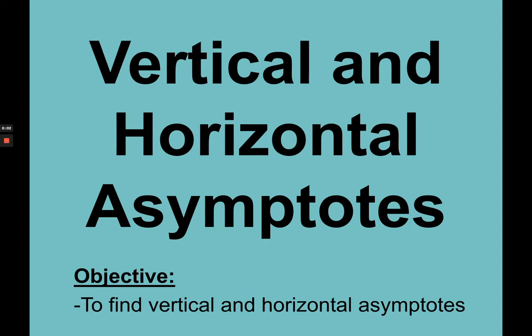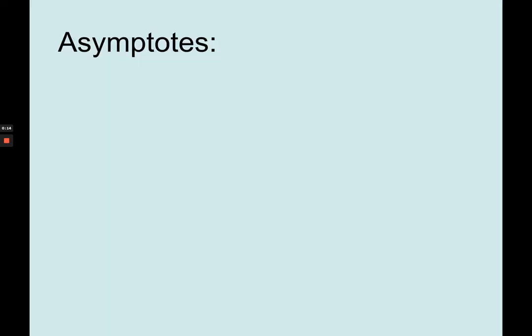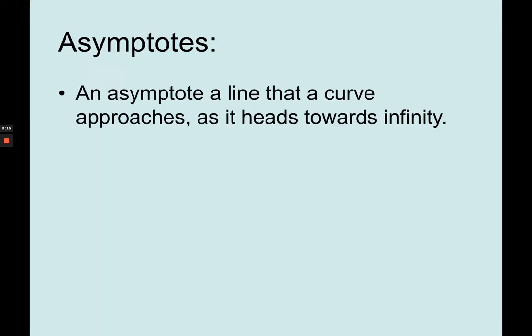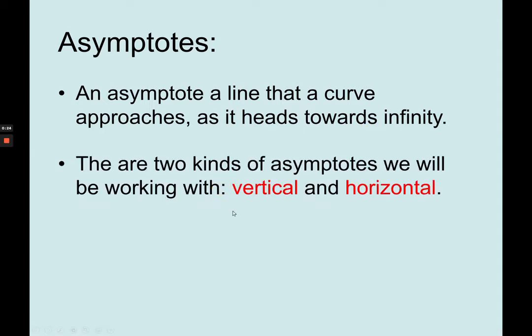Hi, in this video we're going to learn how to find vertical and horizontal asymptotes. This is for your rational functions. Now, what is an asymptote first? An asymptote is a line that a curve approaches as it heads towards infinity. There are two kinds of asymptote: vertical and horizontal.